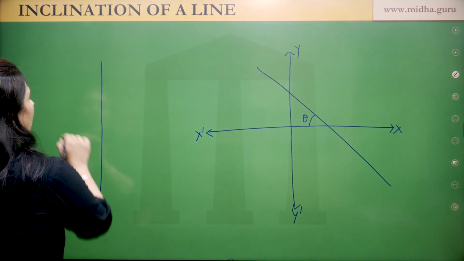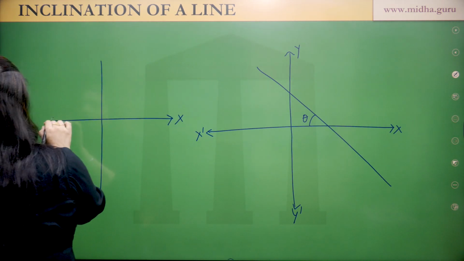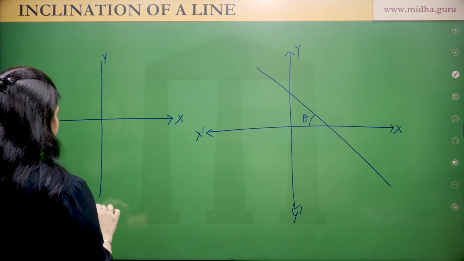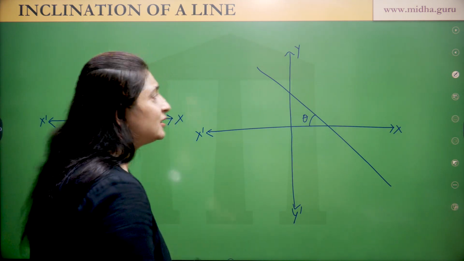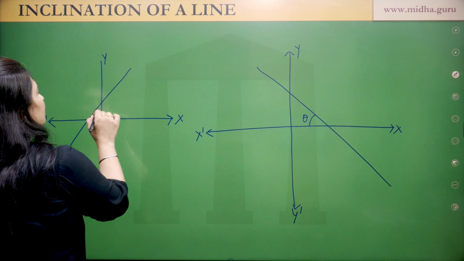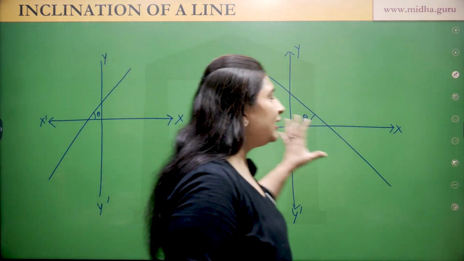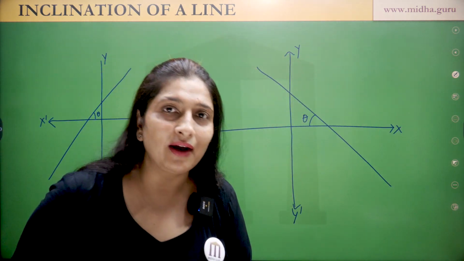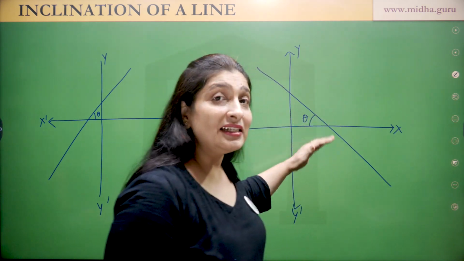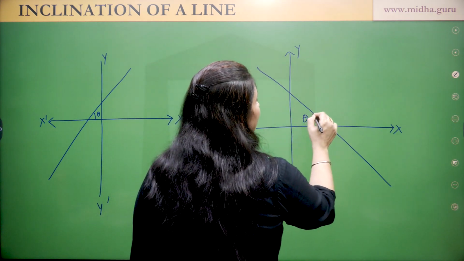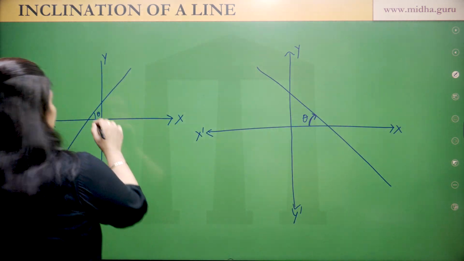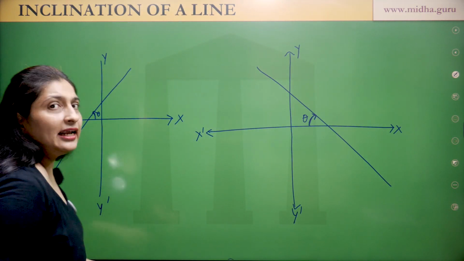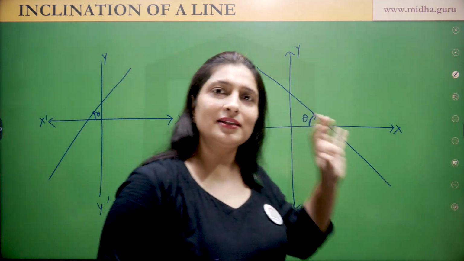If we draw another Cartesian plane, and this is the line, what will be the inclination in this case? It will be this angle. So this will be theta. Now, in these two diagrams, we are seeing that this angle theta is being measured clockwise here, and in the other, this angle is being measured anti-clockwise.